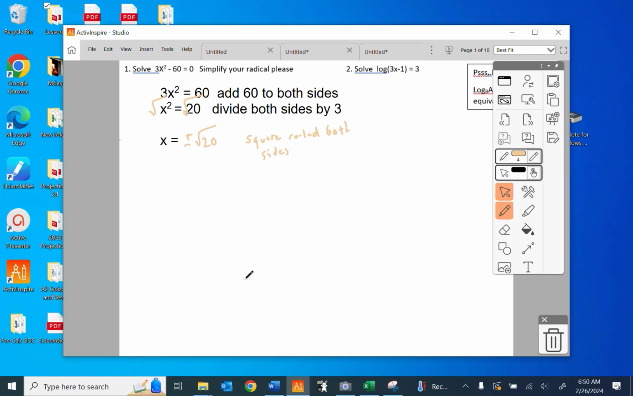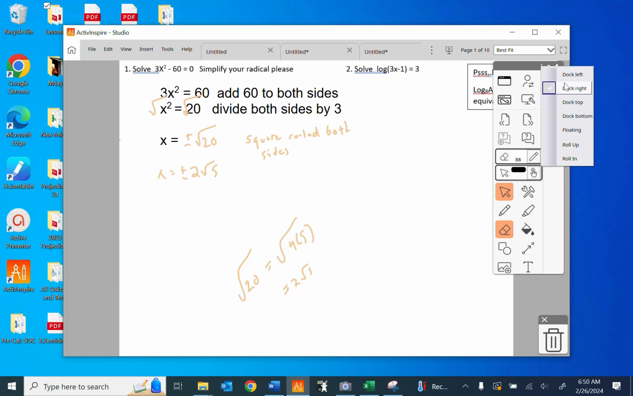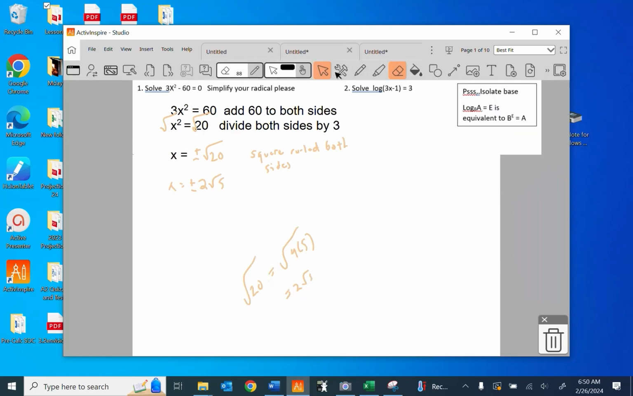Anyways, root 20 is not a hard thing to simplify. Root 20 is 4 times 5, and the root of 4 is 2, so it's 2 root 5. This one's not imaginary. It's a real number. And the truth is, imaginary numbers aren't on your EOC, so I'm going to slow them down for a while. Anyways, that's number 1. Should be an easy problem, something 99% of my student body gets right. We'll see.